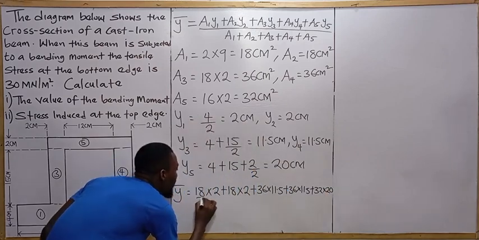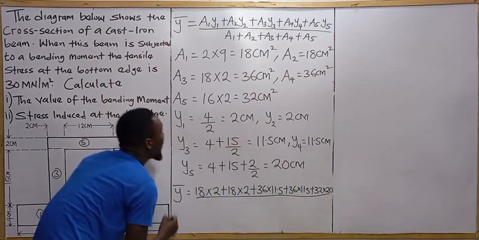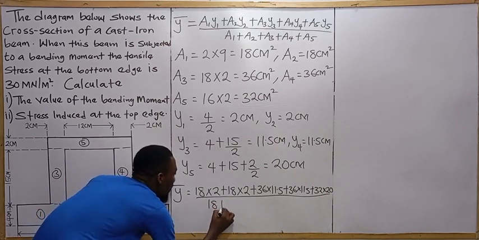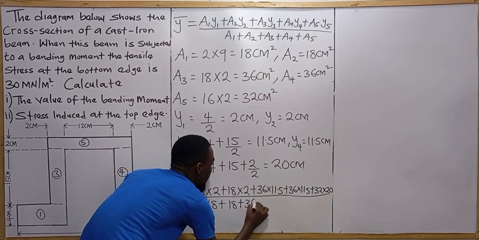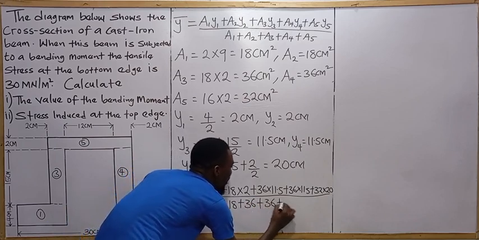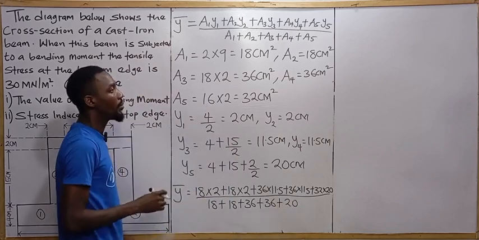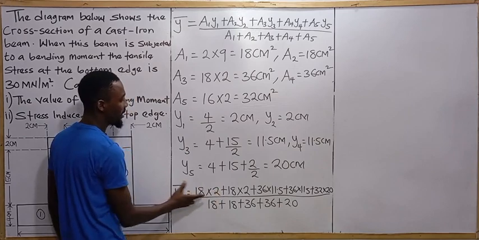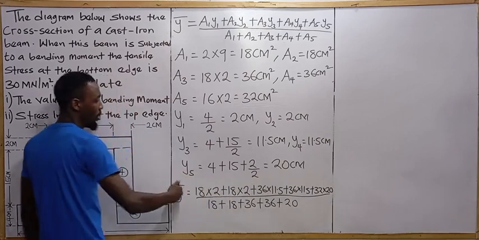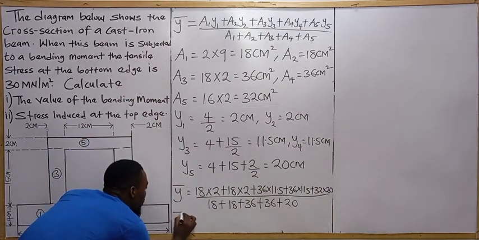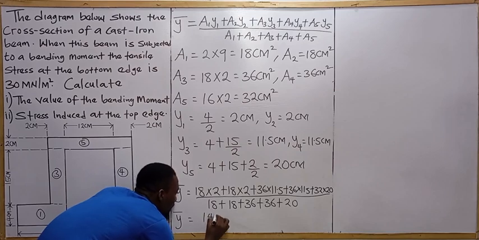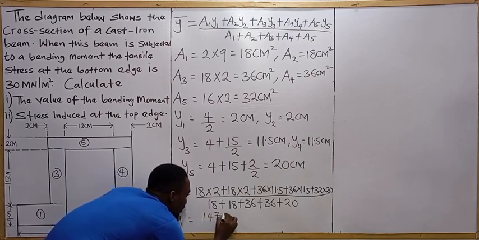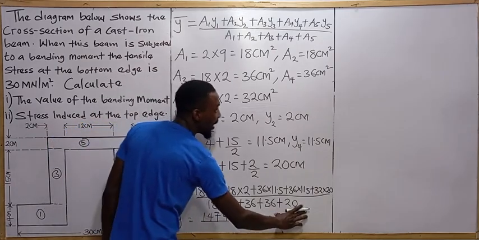All right, so everything divided by a1, a2. a1 is 18, a2 is 18, a3 is 36, and a4 is 36, and a5 is 20. All right. So by the time you press 18 times 2 plus 18 times 2 and so on, you are going to have this equal to 1474. So divided by, if you sum everything that we have here, you are going to have 164 as well.